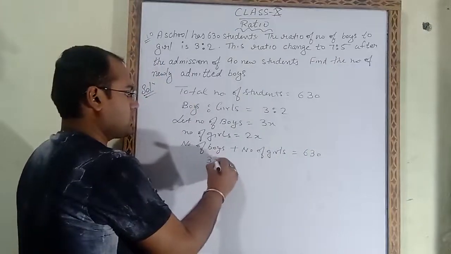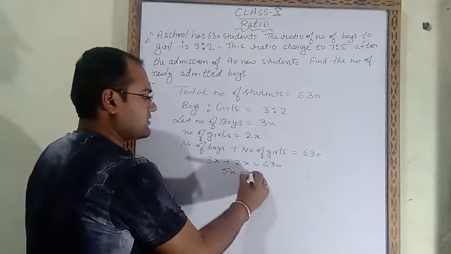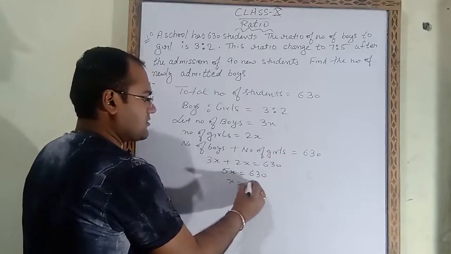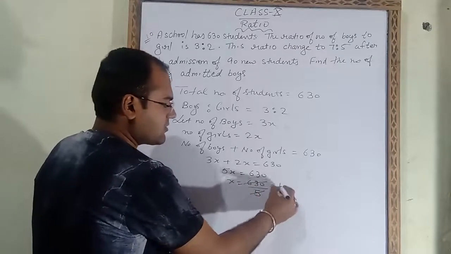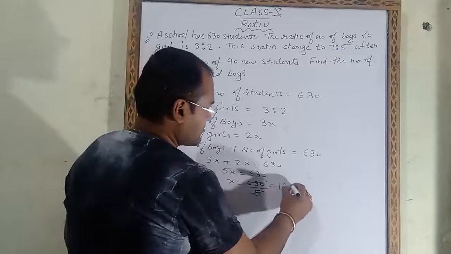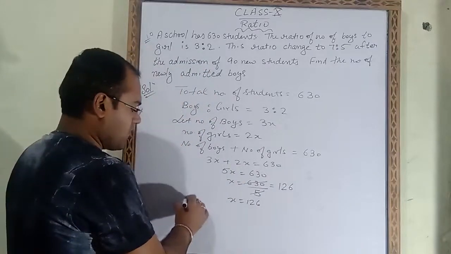Boys 3x plus 2x is equal to 630. 5x is equal to 630. x is equal to 630 divided by 5. Now we will cancel these two. The answer for x is 126.